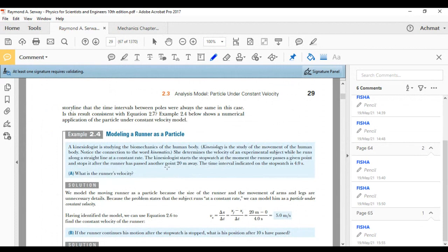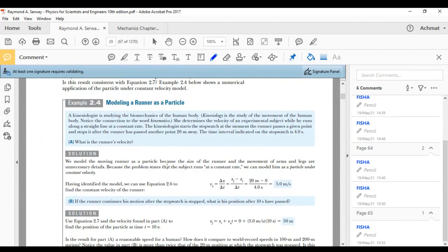Please, you can read through the textbook as well, right? To just check that you understand those things. What do they say here? A kinesiologist, don't ask me what that means. You can go check up in Google what that means.